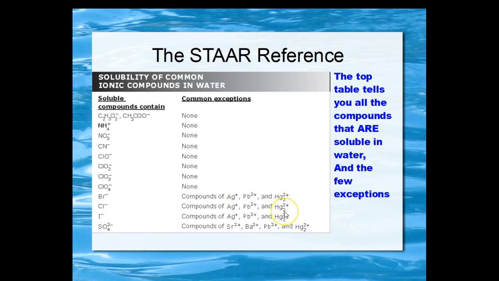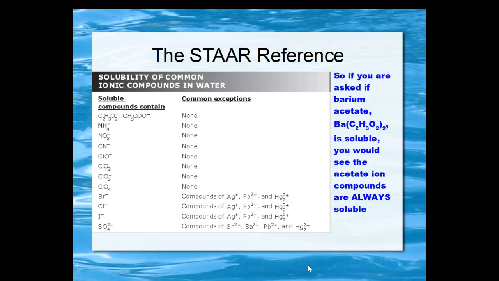And that's the same thing with the other halides, chloride and iodide. With the sulfate, generally sulfates are soluble in water, but compounds of strontium, barium, lead, and mercury 1 are not soluble. So the exceptions on the top table are those that aren't soluble. Everything else is. So if someone tells you magnesium cyanide, yeah, it's soluble in water because all cyanide compounds are, and all ammonium compounds are. That's that one cation that tends to always be soluble no matter what it's combined with.